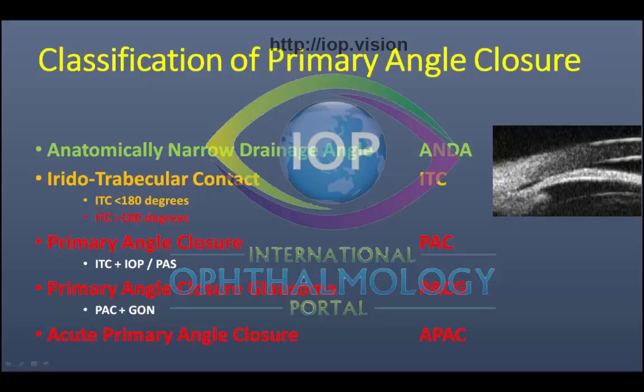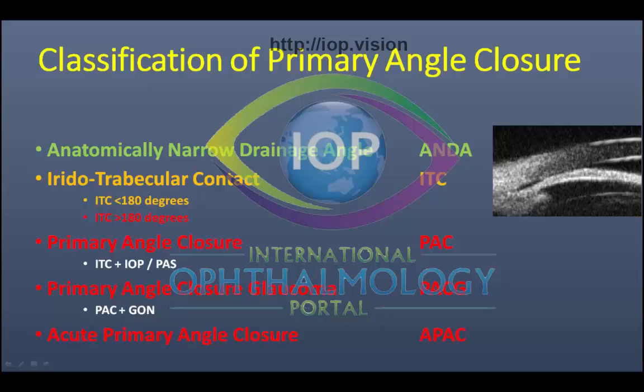So if we start at the top, the first thing in this kind of epidemiological pathogenic classification is an anatomically narrow drainage angle. This is an angle in which all the structures which should be seen can be seen, but the iris approaches the angle very steeply, but you can see over the hump of the iris.